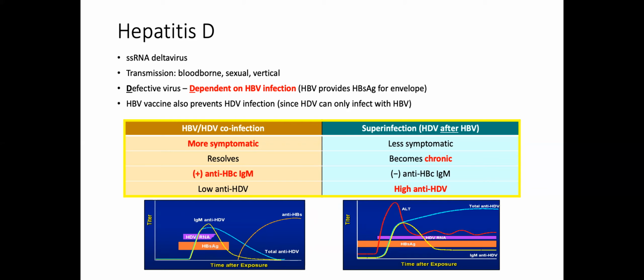Hep B vaccine prevents Hep D. So we don't even have to create a Hep D vaccine because Hep B fixes it, because we can't get Hep D without B.